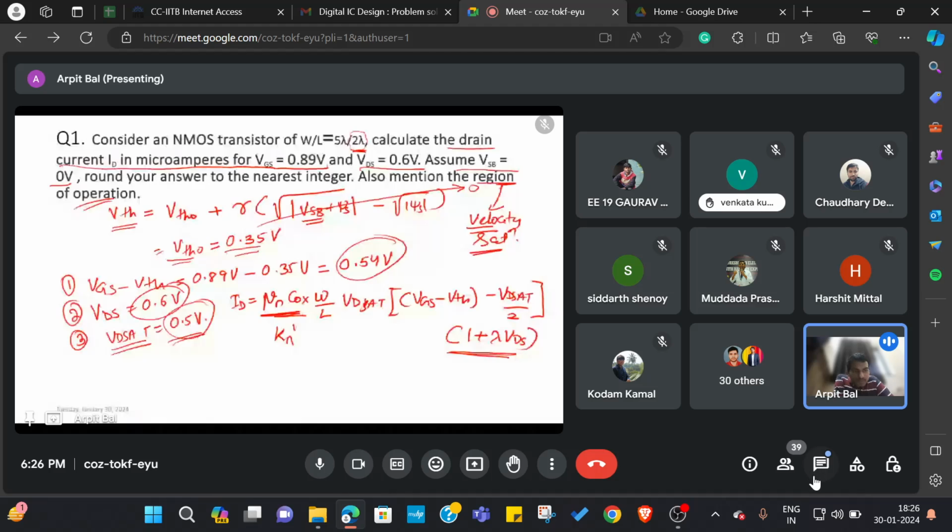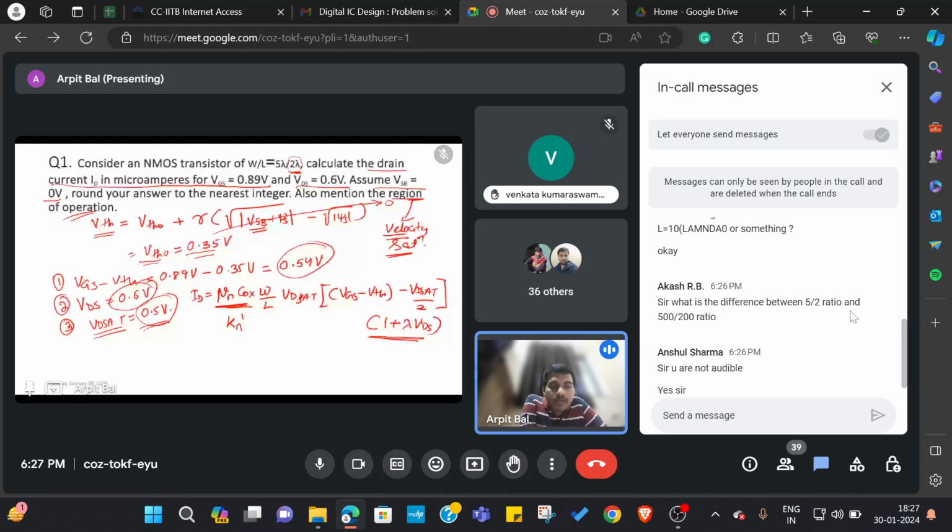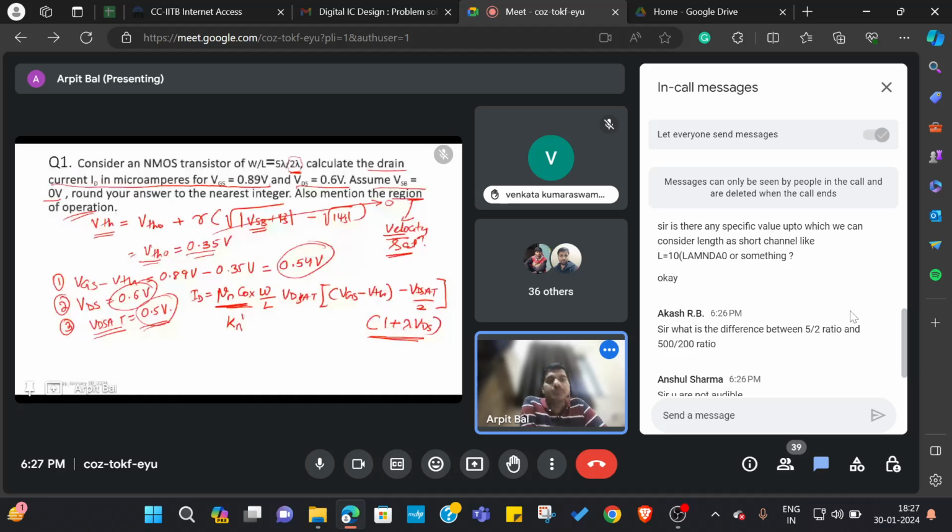Yeah, so I was answering someone's question. What is the difference between 5/2 ratio and 500/200 ratio? There is no difference when aspect ratio is considered, but with the 500/200 ratio, you can safely assume that it's a long channel device, and you don't need to consider the channel length modulation in that case. Is that clear, Akash?